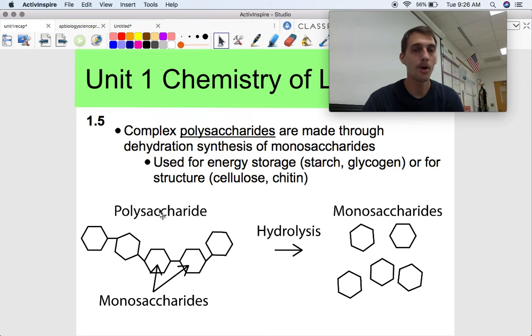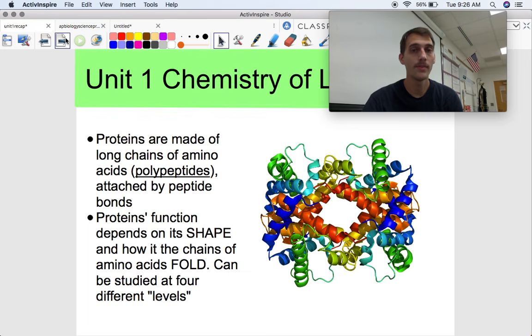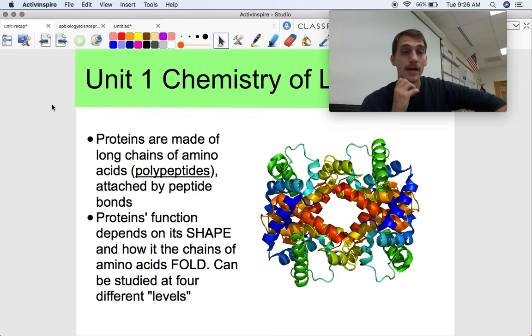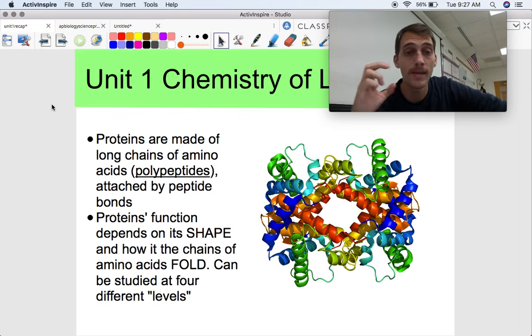Okay, so there you go. A polysaccharide, if you can hydrolyze it into monosaccharides. All right, so that's what you need to know about polysaccharides. All right, proteins though. Proteins, this is where it gets a little complicated. Okay, as I said a bunch of times already, proteins are long chains of amino acids, or what we might call polypeptides, attached by peptide bonds.